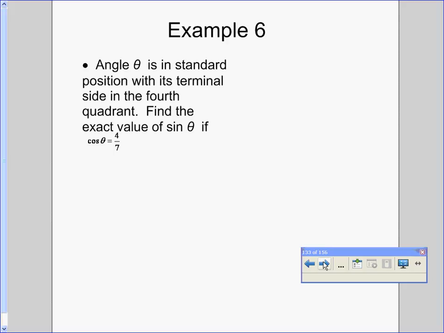Example 6, we've got another angle theta in standard position with the terminal side in the fourth quadrant. And this time we want to find the exact value of sine theta if cosine is 4/7. All right, so this one we're not so lucky as to have it being on the unit circle. So we're lying in the fourth quadrant.